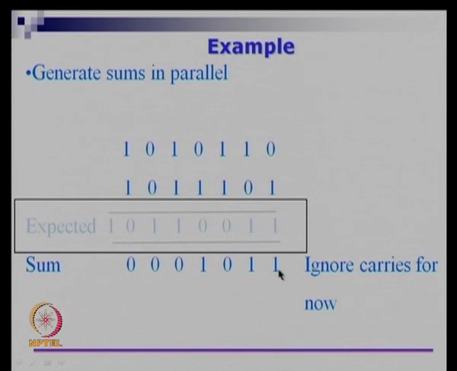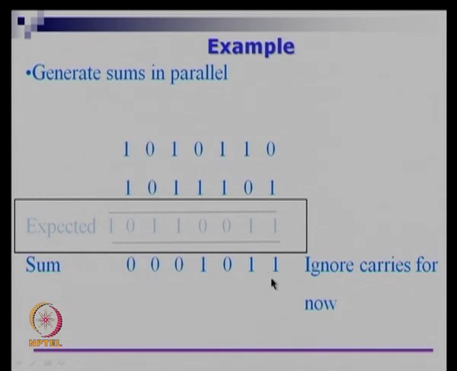So, I am going to do the first stage, where I am going to generate the sums in parallel. So, 0 and 1 is 1, 1 and 0 addition is 1, 1 and 1 the addition is 0, I will ignore the carry for now. 0 and 1 addition is 1, 1 and 1 addition is 0, 0 and 0 addition is 0, 1 and 1 addition is 0.